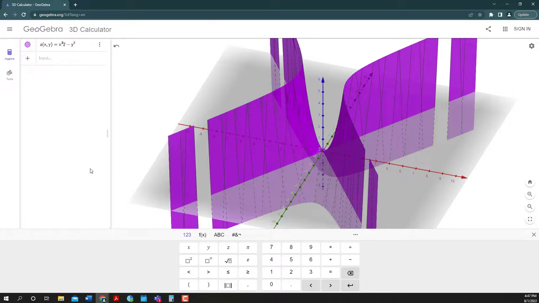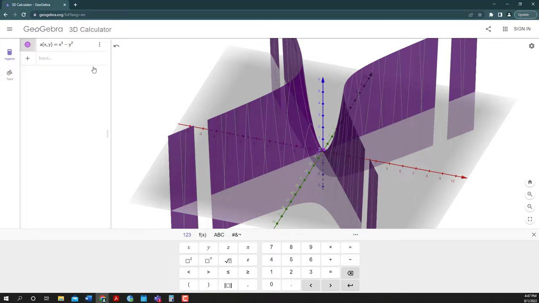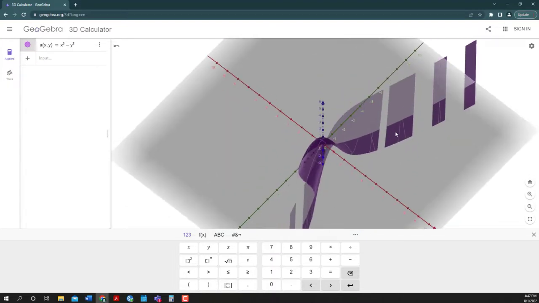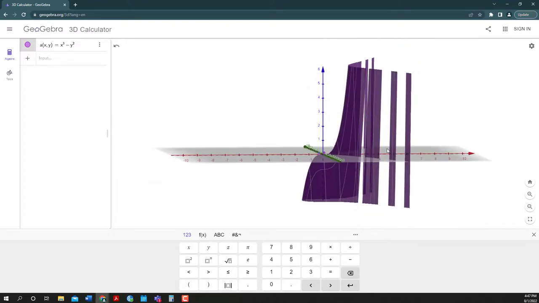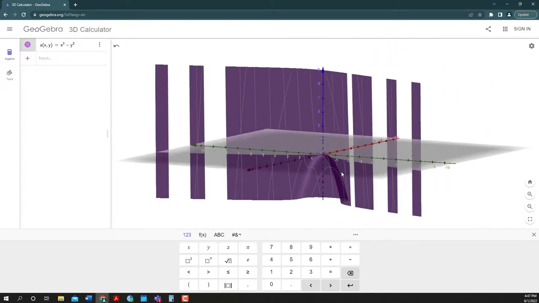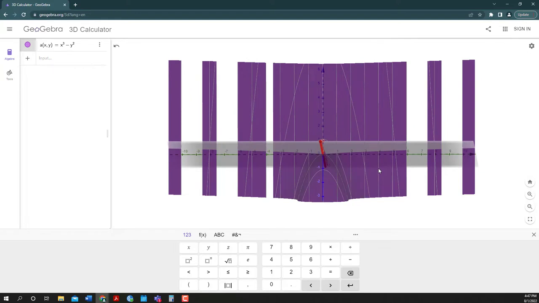So maybe instead of x squared, we're going to have x cubed. What is that going to do to our plot? How does that change things? We can see that it drastically changes the shape from what we had before when we had the x squared. So as always, if you have any questions on this, please let me know.